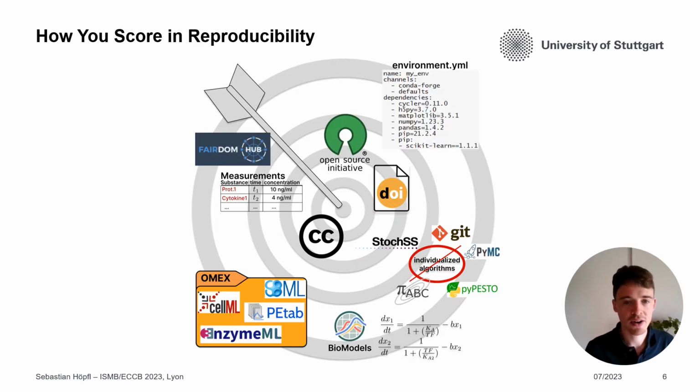So in the end, how can you score in reproducibility? You can use modeling standards like SBML, PEtab or EnzymeML. You can use algorithms which are already there in the community and which can be reused by others. And you should upload your code, your data and your model into public repositories.